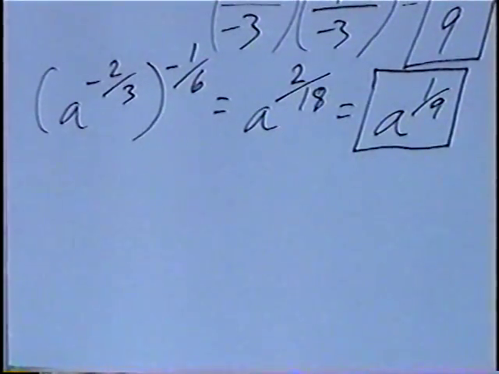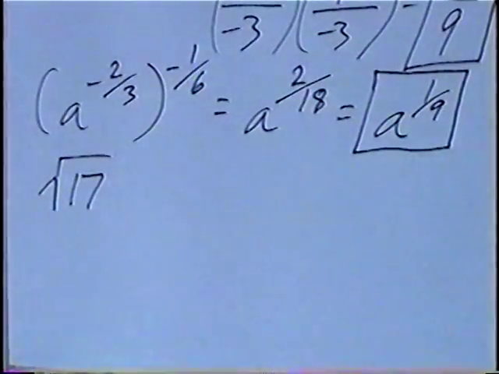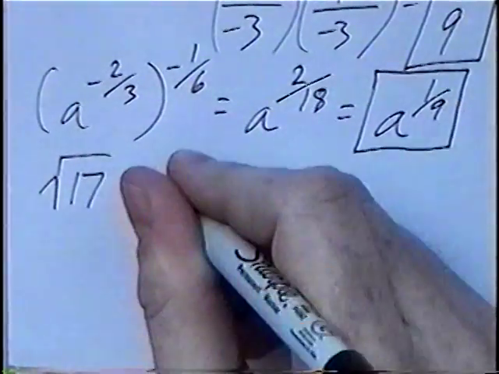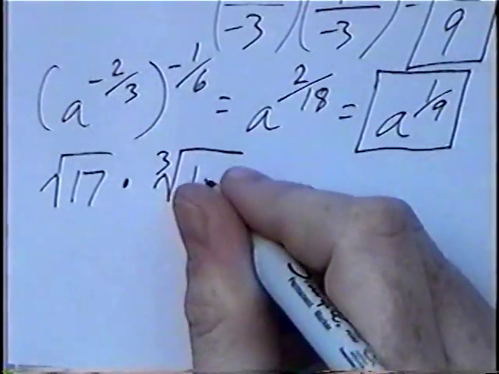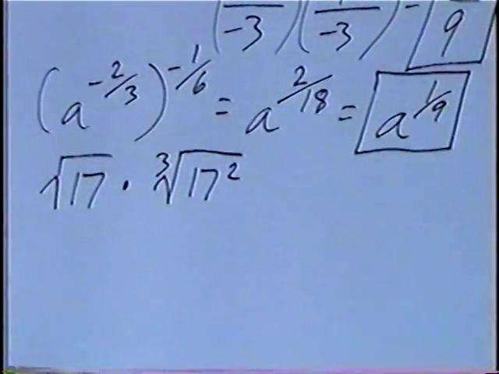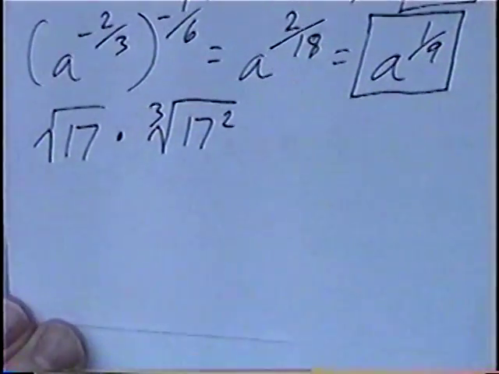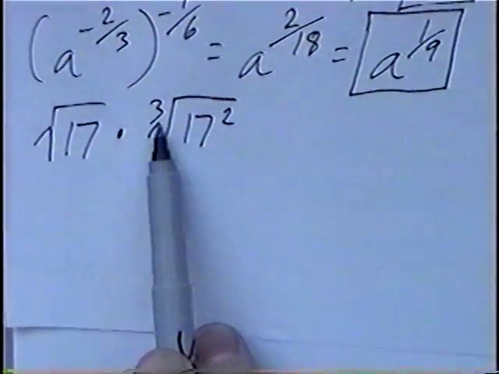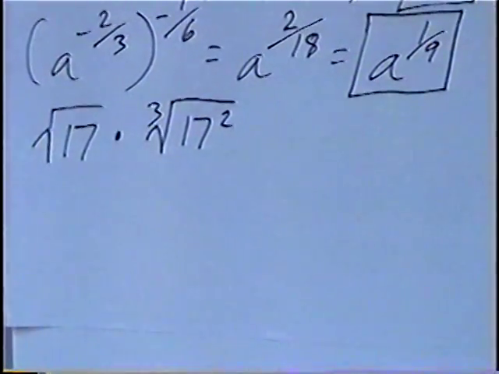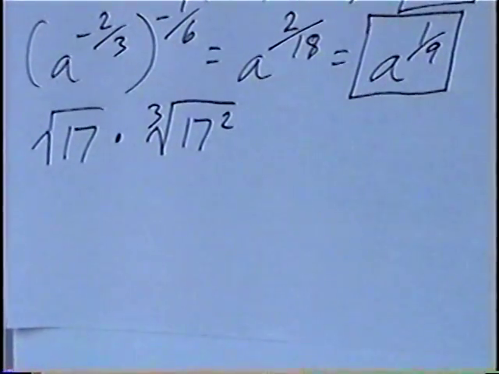And last question for the section. Square root of 17 times the third root of 17 squared. Simplifying from here. If we have two radicals, we can multiply the radicals if they're the same root. This is a square root times a cube root. Since they're different root numbers, we cannot multiply them straight together.